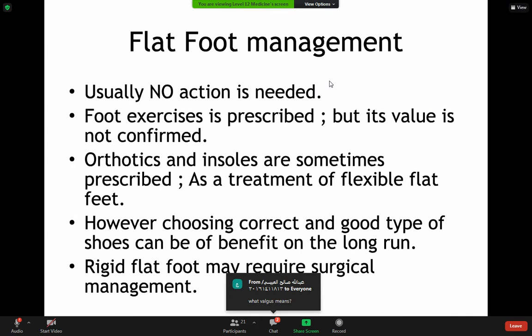Management: usually no action is needed for flat feet. Foot exercises are prescribed, but the value is not really confirmed. There's no strong evidence that foot exercises help a lot in flat foot. Orthotics and insoles are sometimes prescribed as a treatment for flexible flat feet. However, choosing correct and good type of shoes can be of benefit in the long run. Rigid flat feet may require surgical management.